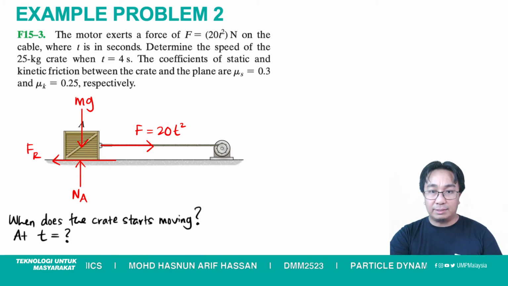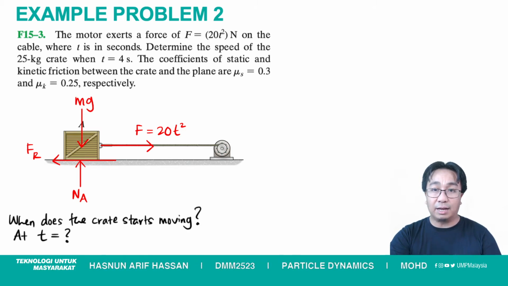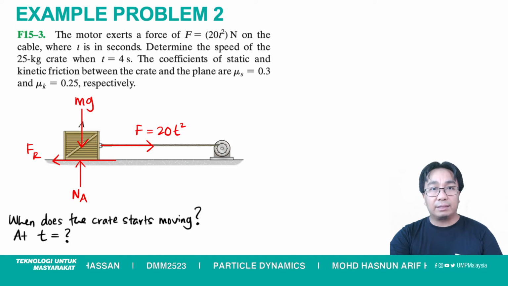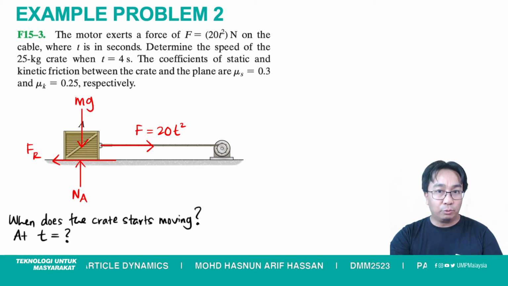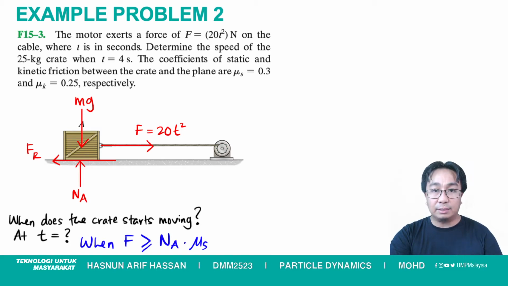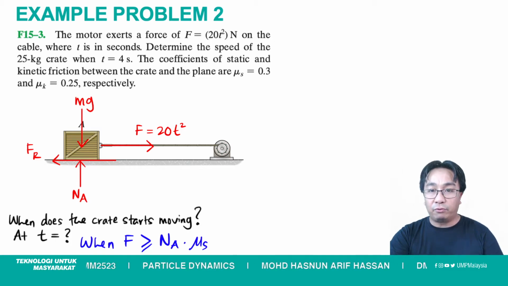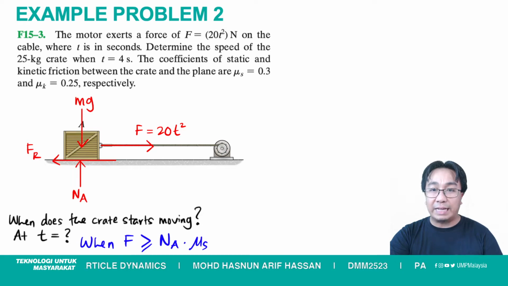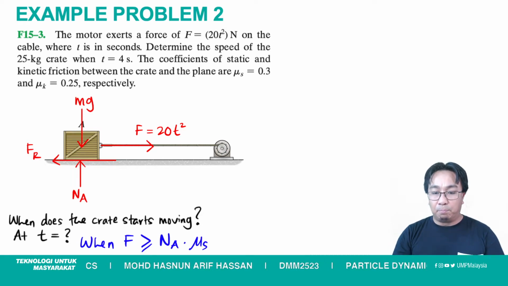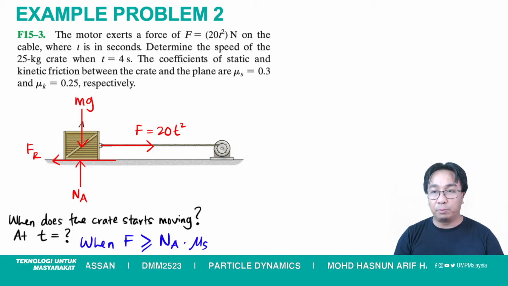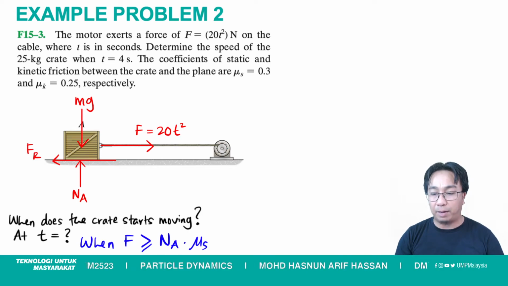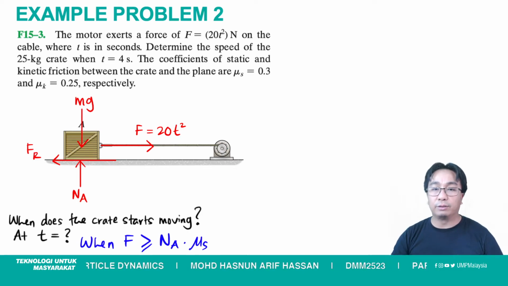But when both static and kinetic friction coefficients are given, then you need to know the time when the crate starts to move. Do you know what is the time it starts to move? It starts moving when the force exerted by the motor exceeds the normal force multiplied with the coefficient of static friction. That is when the static friction cannot hold the crate anymore because of the force applied by the motor, and therefore it is going to move.